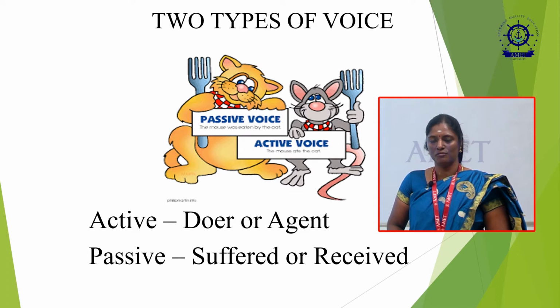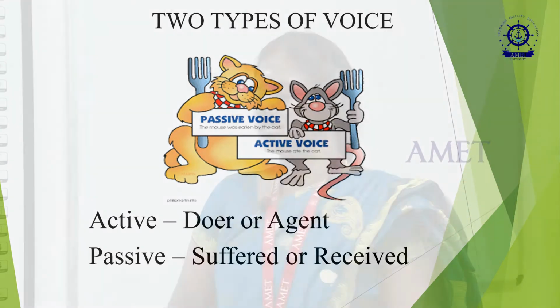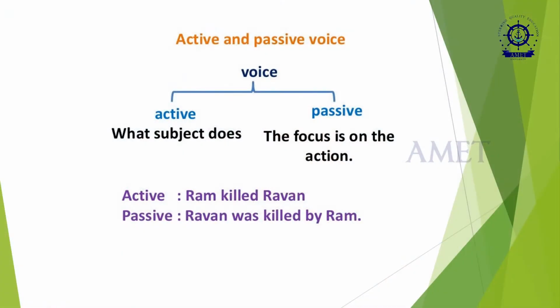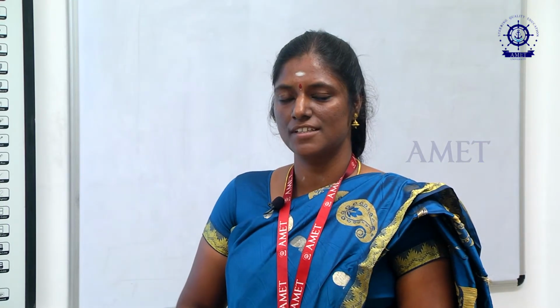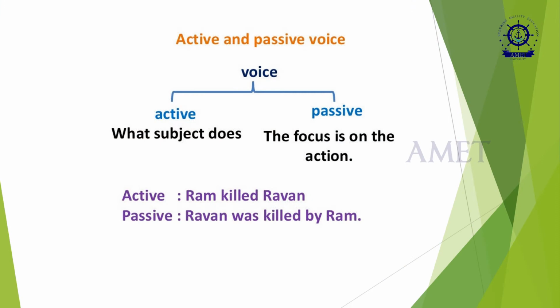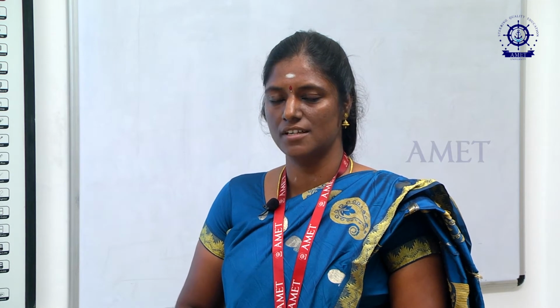Now let us see the structure of active and passive voice. Active voice, what subject does. Passive voice, it depends on action. See the example, Ram killed Ravan. Subject, verb, object. In passive voice, we have Ravan was killed by Ram. So in active voice, the sentence structure is subject, verb and object. Ram is subject, killed is verb and Ravan is object. Whereas in passive voice, we are giving importance to the action, by whom.